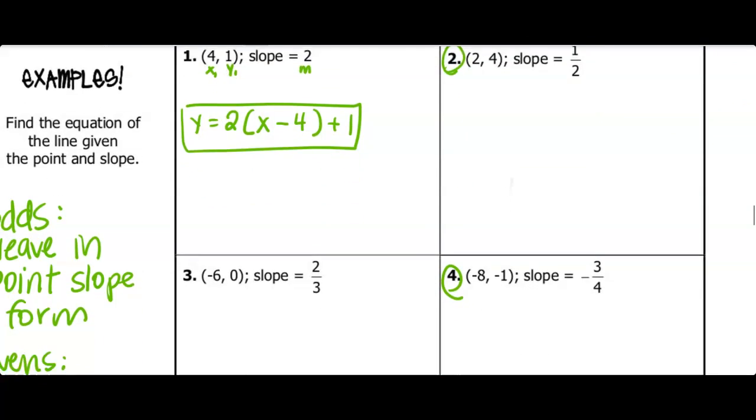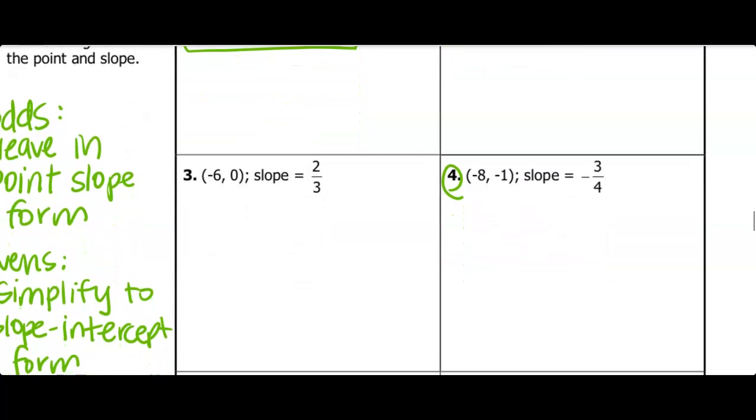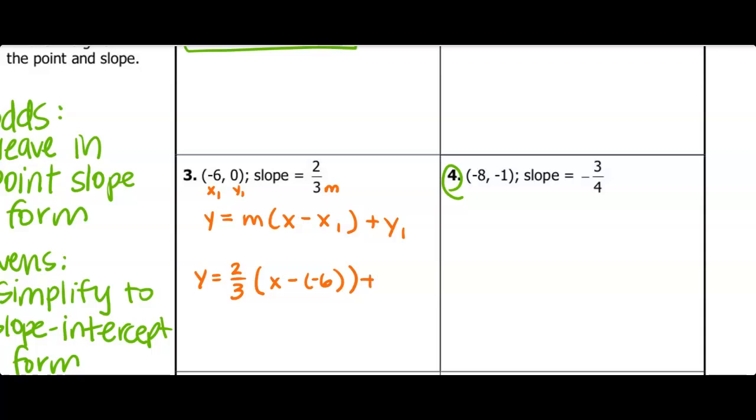Let's look at number 3. We're going to do all of the odds first. So once again, I'm going to rewrite my formula here. So we have y equals m times x minus x1 plus y1. So I'm going to label my parts. -6 is x1, 0 is y1, and my slope is m. So then I just put everything where it belongs. So y will be equal to 2/3, then the parentheses, x minus -6 plus 0.